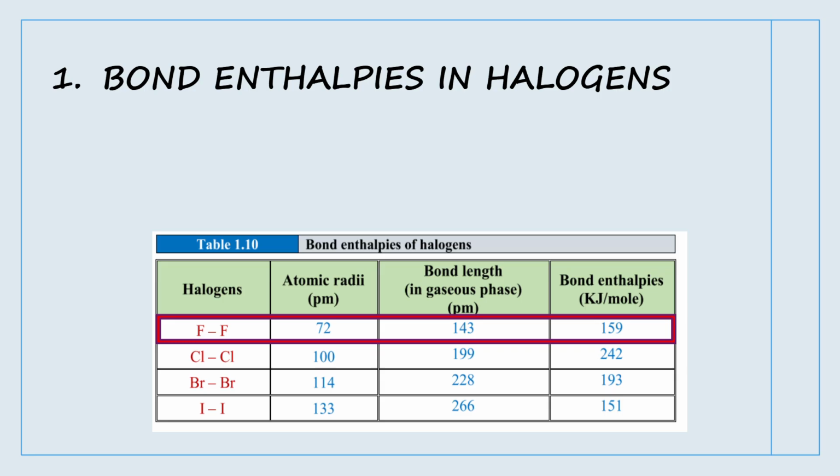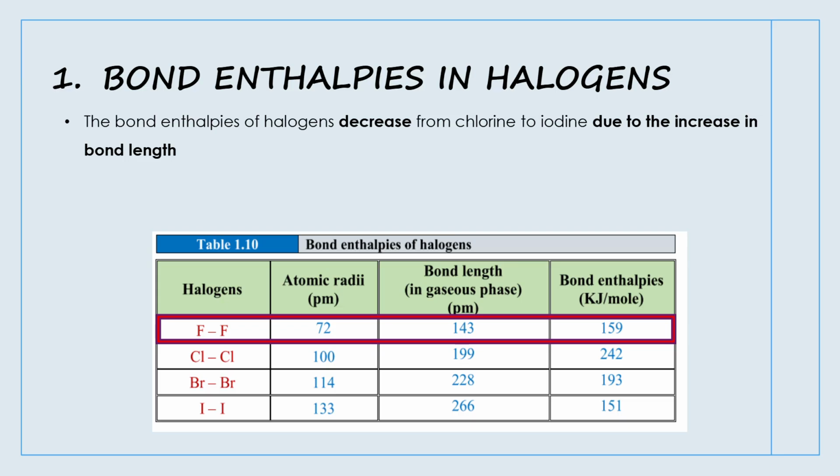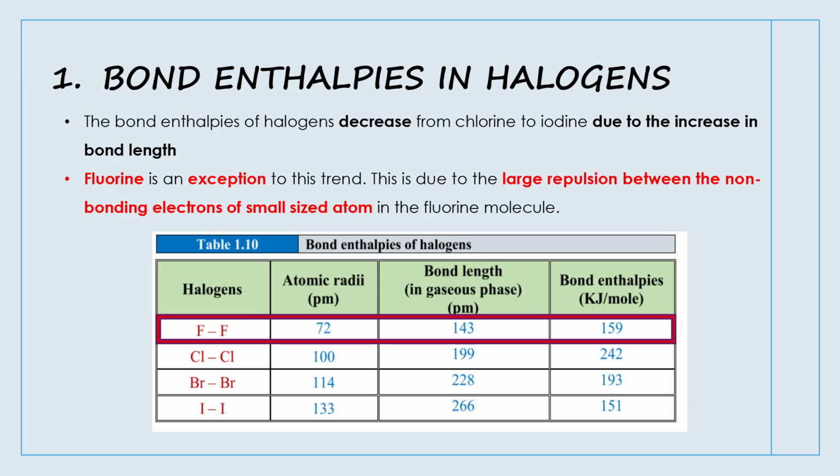But you can see in the table that there is an exception for fluorine. The bond enthalpy value of fluorine shows an irregularity. So if there is an irregularity, there must be a scientific reason to explain it. For fluorine, due to the large repulsion between the non-bonding electrons and the small size of the atom, we see this exception.